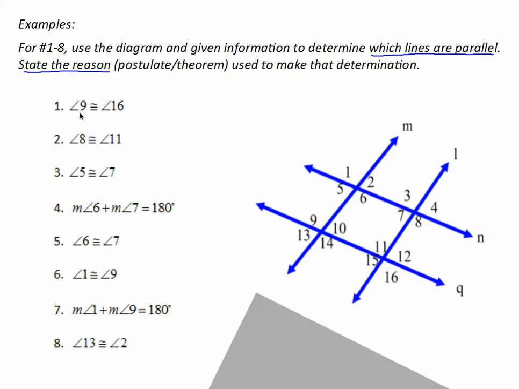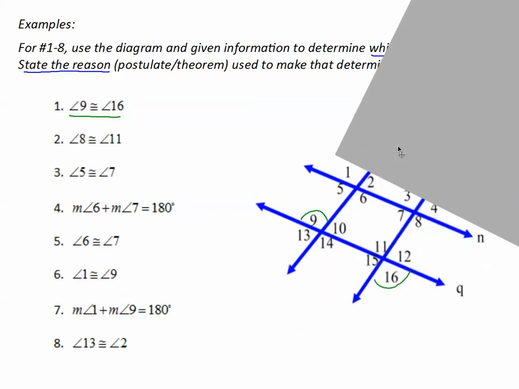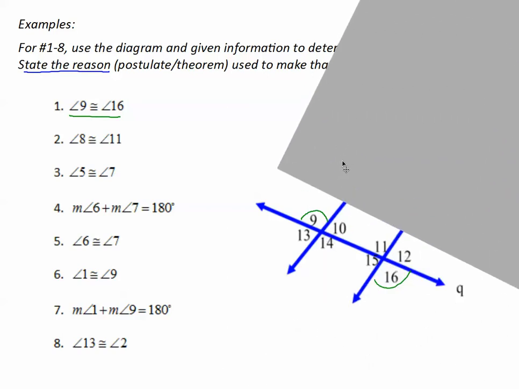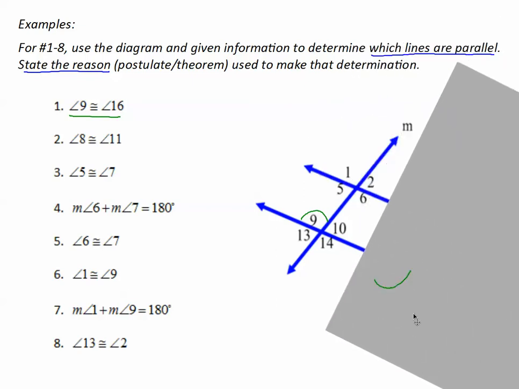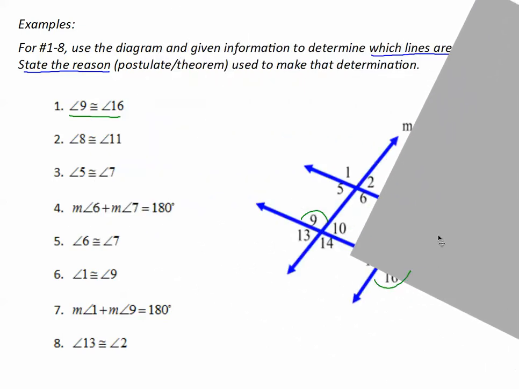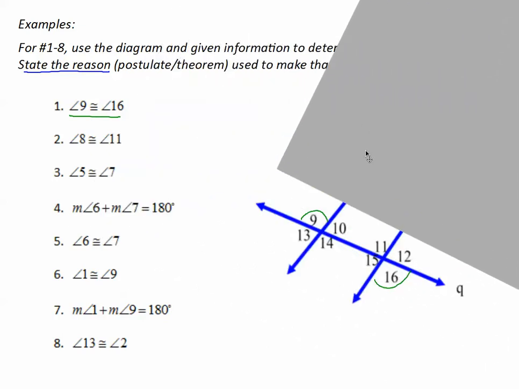So let's begin. Angle 9 is congruent to angle 16. Let's go find those angles and mark it in the picture. Angle 9, angle 16. There's those angles. Now I'm going to grab my piece of paper to cover up part of the picture that I don't need to see. How do I know I don't need to see the picture? Well, if I cover up that top line, notice I still can see angle 9 and I still can see angle 16. If I were to cover up this part of the picture, now I've covered up angle 16. Cover up the other part of the picture, you see what I mean. So we'll cover up that top part.